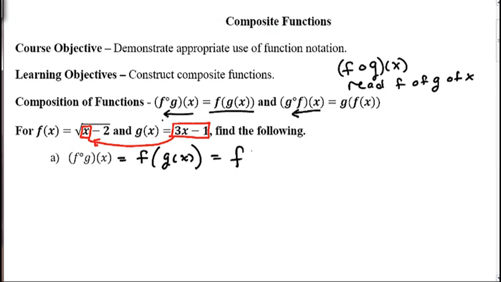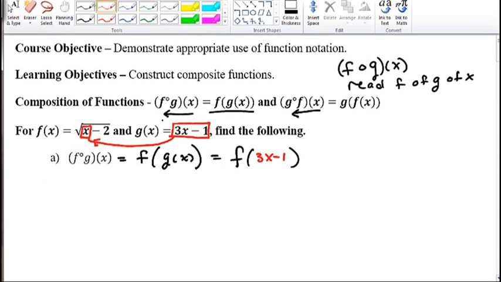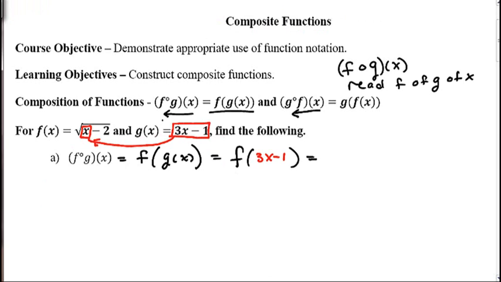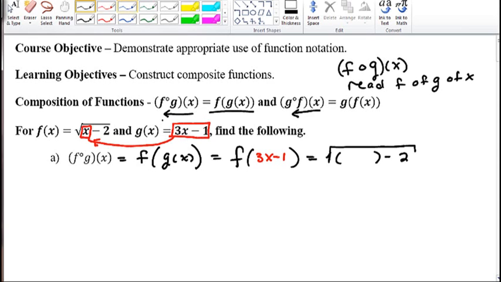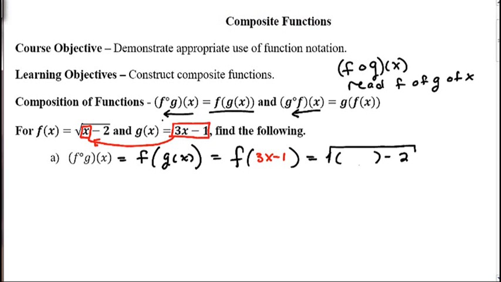So we want to find f of (3x minus 1). Our function f is the square root of x minus 2, and I just put a parenthesis for the x, and inside of that we want to put the function g, which is this 3x minus 1.